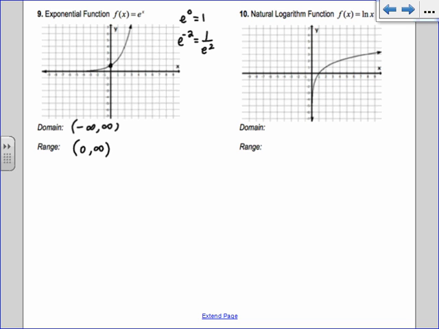And then the natural log function ends up being the inverse of e to the x. So instead of going through the point 0, 1, which this last one did, this one goes through 1, 0. And the domain and range are just switched. So its domain is going to start at 0 and go to infinity, and the range is going to be negative infinity to infinity. Okay, so you can't take the log of a negative number. You can't take the log of 0 either.